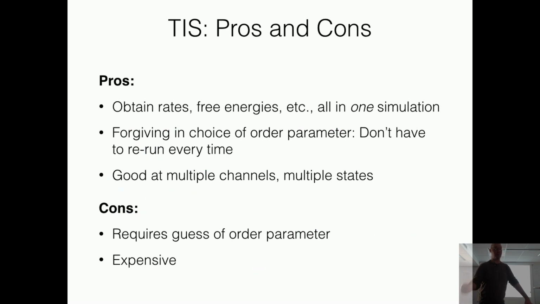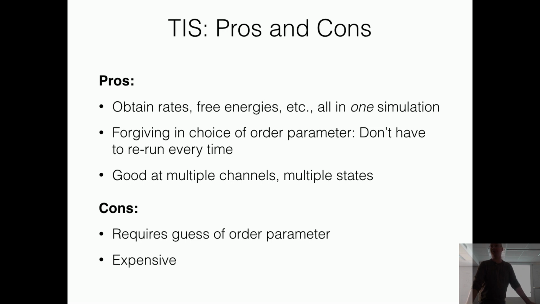Pros, you get rates, free energies, all of that, from one simulation. TIS is very forgiving with respect to your choice of order parameter. You do need an order parameter to define these interfaces, but TIS is pretty forgiving if that's not correct. Umbrella sampling, on the other hand, is not very forgiving. It's good if you're doing multiple channels, and there are methods to use it with multiple states as well.